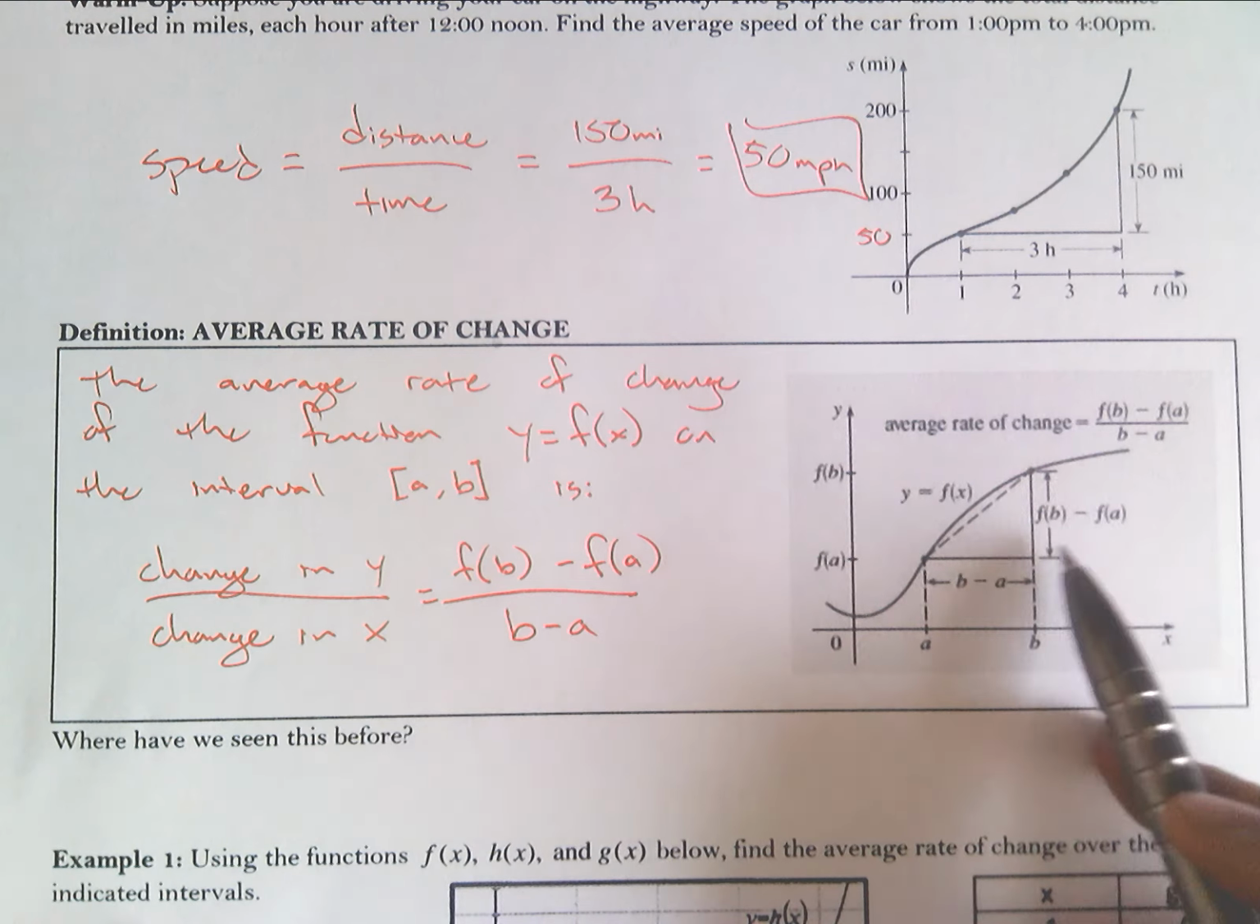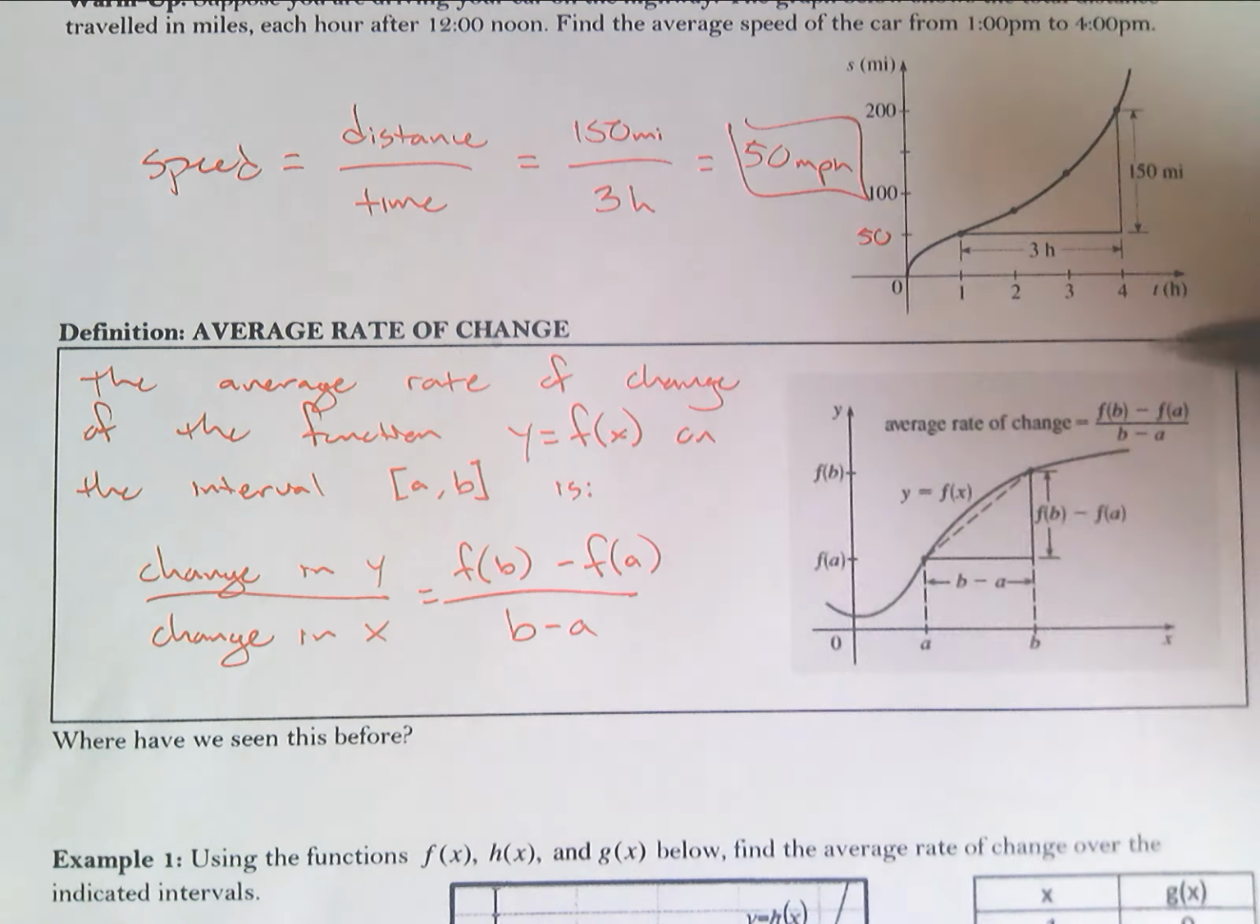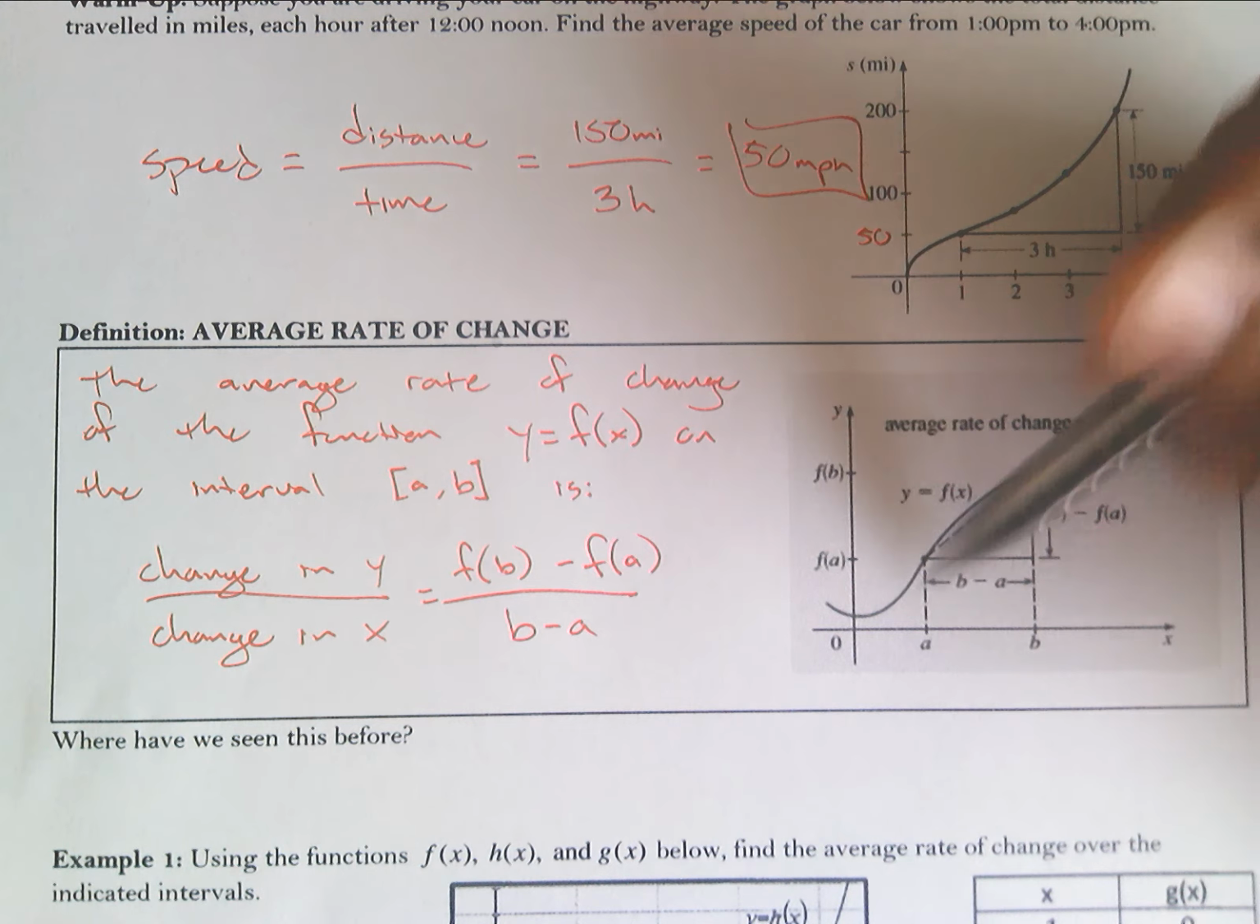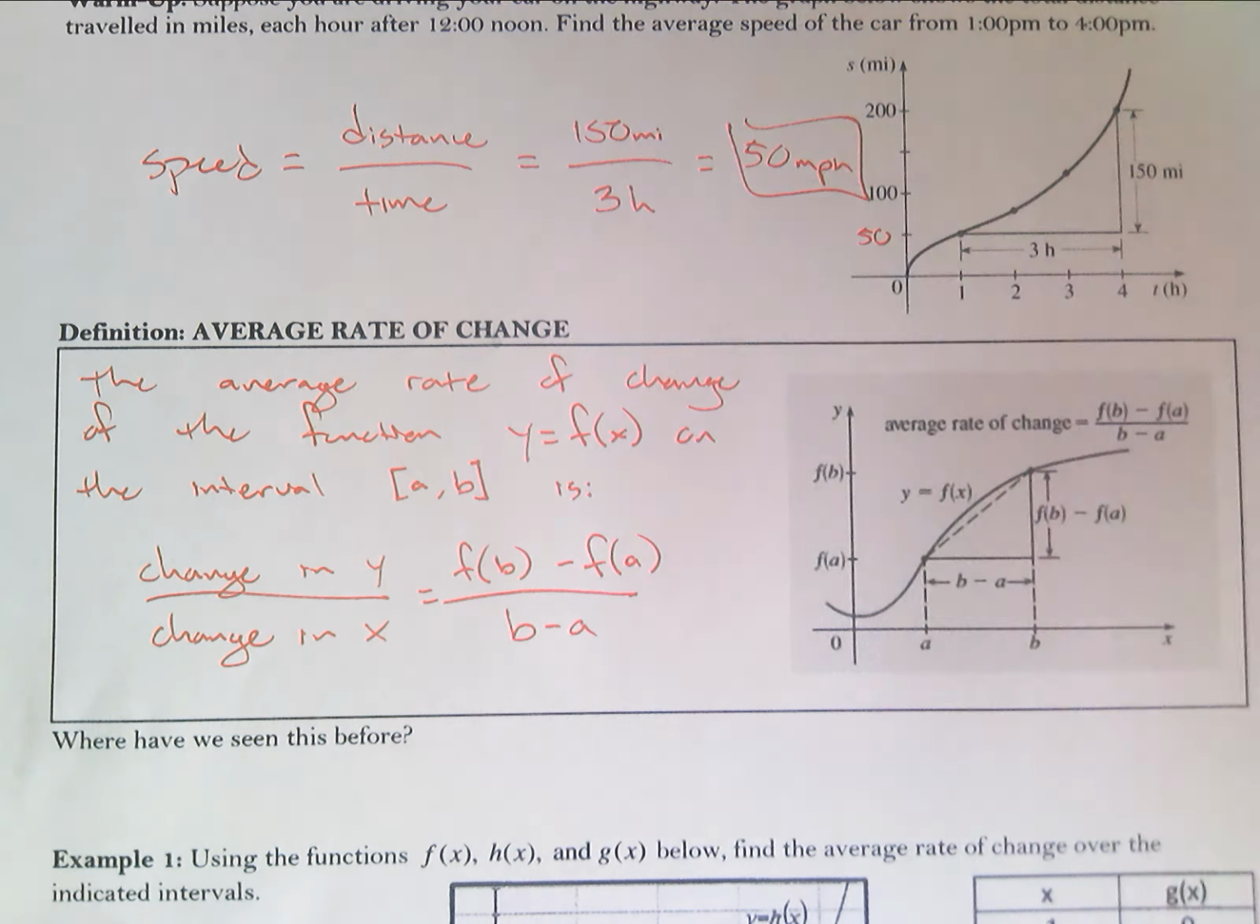If you were to look at this graph, we can see that it's the change in y, or this vertical distance, over this horizontal distance, change in x. Where have we seen this before? Our change in y over change in x. You might see this as familiar. This is similar to the slope of a linear function.